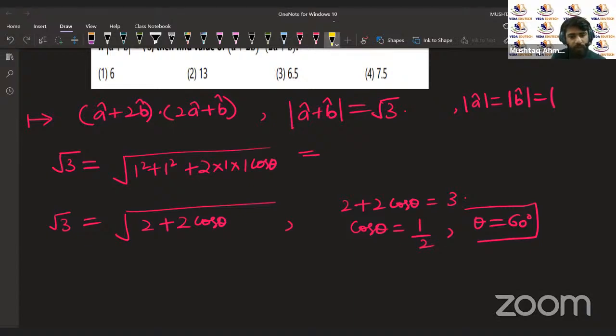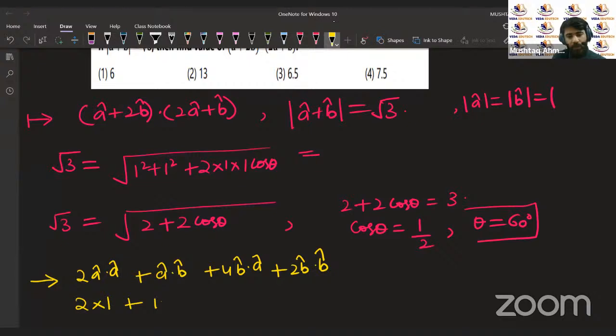So once again, we'll be using the distributive property on a cap plus 2b cap dot 2a cap plus b cap. It will be twice a cap dot a cap, plus a cap dot b cap, and then plus 4 b cap dot a cap, and then finally 2 b cap dot b cap, right? So a cap dot a cap will be 1, so it will be 2 into 1. And a dot b will be 1 into 1, and the angle between them is 60 degrees, so it will be cos 60, and plus 4 times 1 into 1 into cos 60, right? Plus twice 1 into 1.